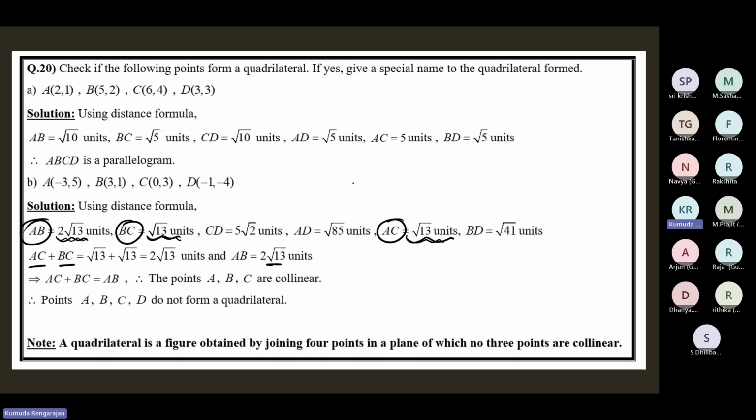So that means AB is the longest one. And C is like this. AC is root 13. BC is root 13. And this is AB, which is 2 root 13. See, we confirm that they are collinear because if the sum of 2 line segments is equal to the third one, they are collinear. Because if they are not collinear, the sum of 2 line segments will be greater than the third one.